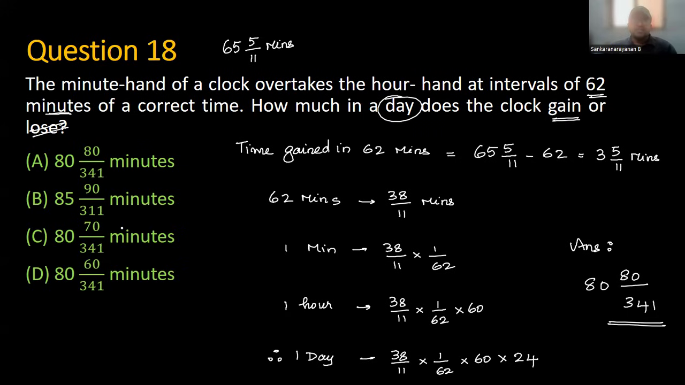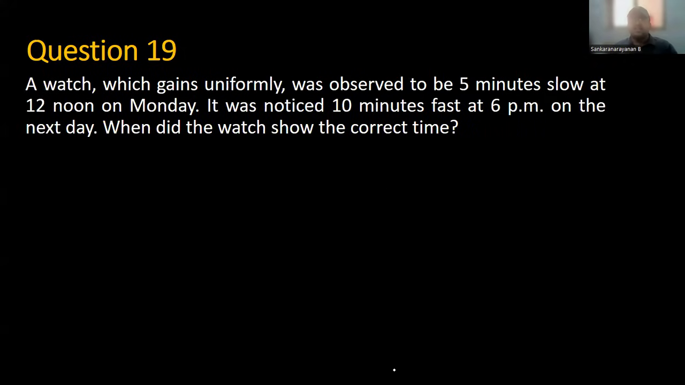Going by the options, I can see that option A precisely reads what I got, 80 and 80 upon 341. You will get the same value when you simplify this. So we can say for this question, the answer is going to be option A. All right. Now let us consider the next question.